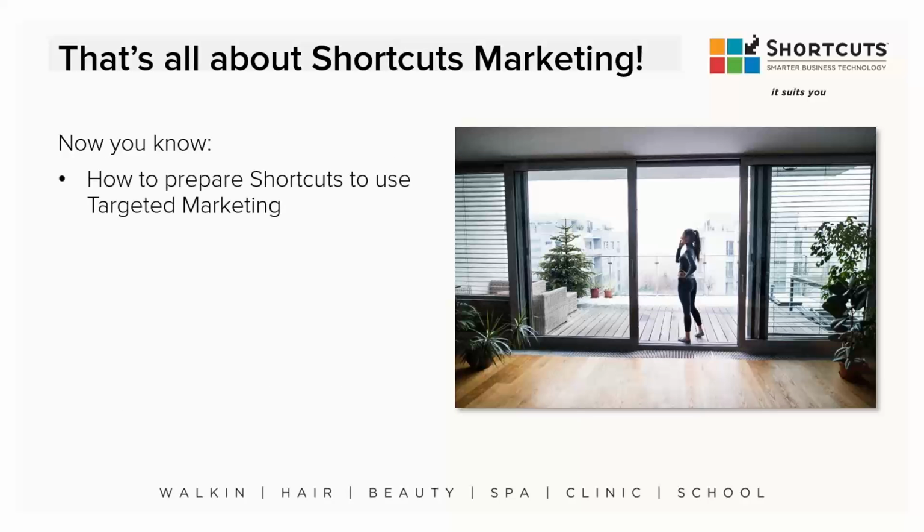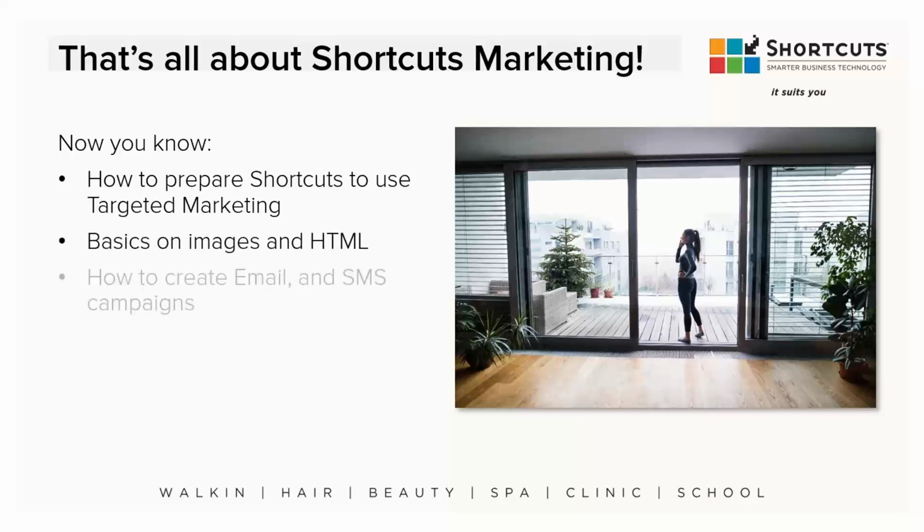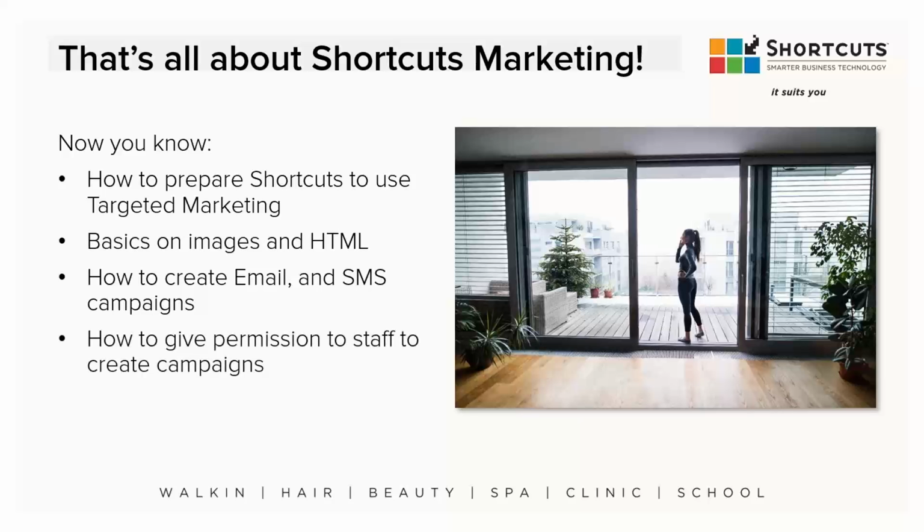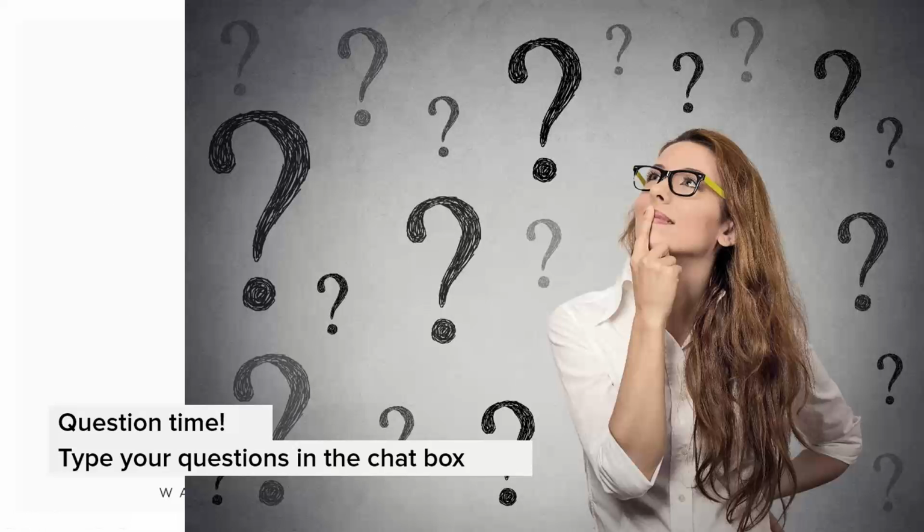So that is everything to do with Shortcuts Marketing, and in this case, the advanced step. Go to last week's video for all of the basics. So you should now know how to use targeted marketing, and you're creating your list through Shortcuts. You should know a little bit of the basics now on images and HTML, how to create both an email blast or an SMS blast to specific customers. And if you have a staff member that's really good with this, how to give them permission to create campaigns on your behalf.